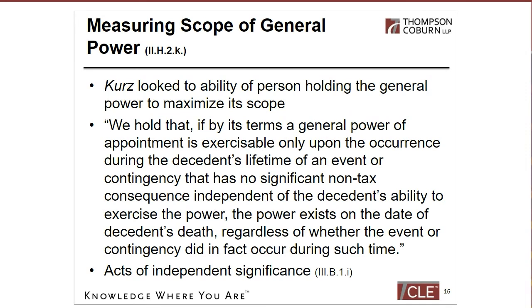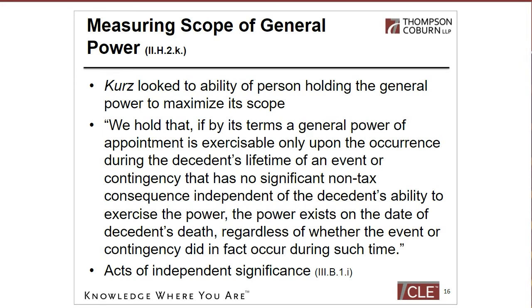So now we've kind of talked about whether a modification has any tax consequences generally, but what about the scope of the general power of appointment? Again, if you look at the top of the slide, you'll see the 2H2K reference at the top. So that's where you can find all this in the materials.